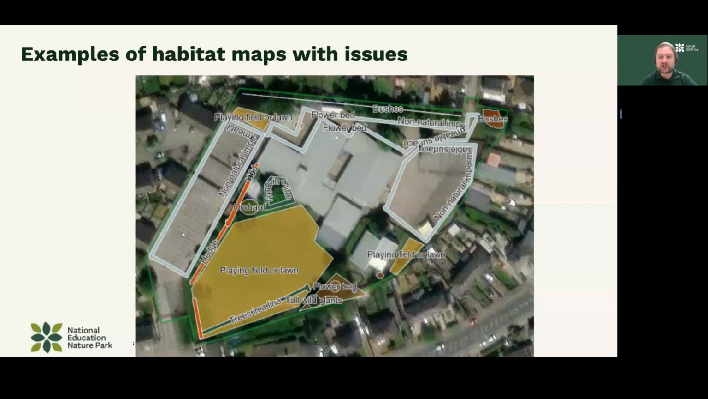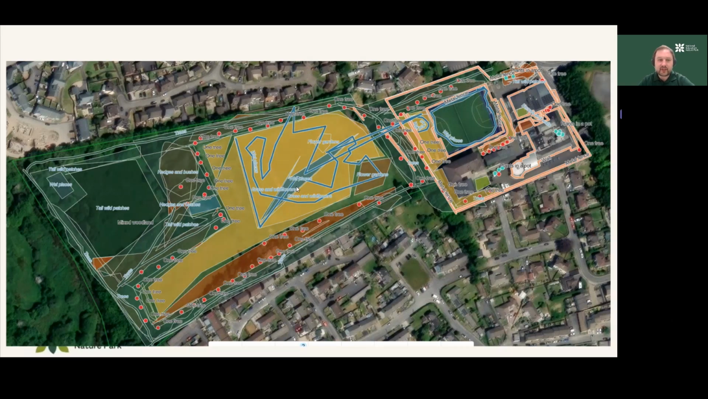Another one right here, you can see this map is slightly all over the place, a very busy map. There are some rather erratic shapes, but the main thing I want to cover here is that there is significant overlapping in the different areas. Significant overlapping with the tall wild patches, with trees, with the mixed woodland below, with this playing field that's been mapped several times.